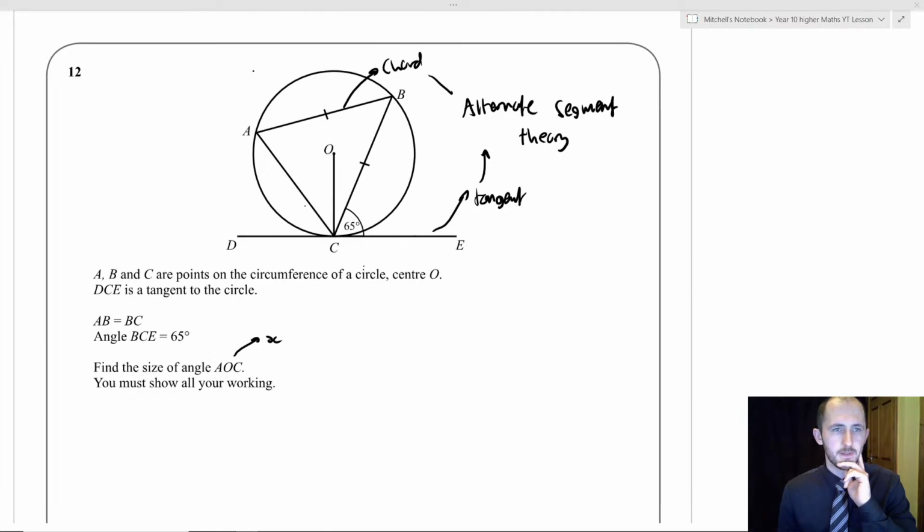Hope that's okay. So first things first, I said about alternate segment theorem. This angle is 65. The opposite angle would be this one here, which is 65 degrees. Is that all okay? Okay. Now, if this is an isosceles triangle, both of these sides are the same, but it also means both of these angles are the same. They're both 65 degrees. Okay?